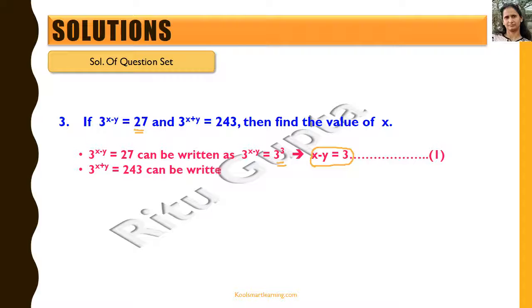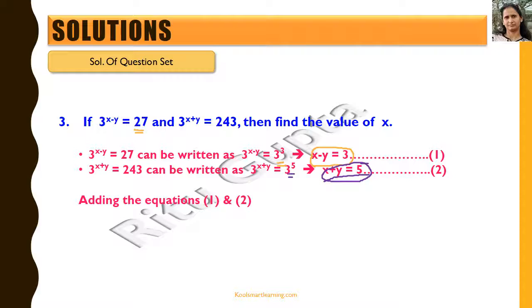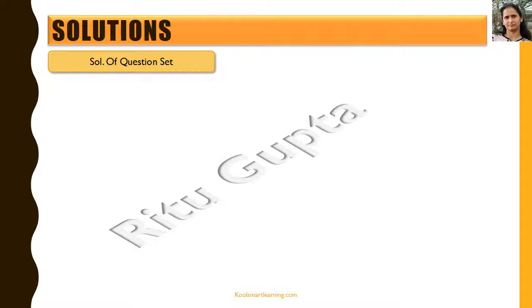In the next one, we again take the right hand side and write it as the exponent 3 raised to power 5. 243 is equal to 3 raised to power 5. So from this we get x plus y is equal to 5. So now if we add the two equations, we get 2x is equal to 8 and x is equal to 4. That's the value of x. Let's go to the next question now. We need to simplify this given expression.